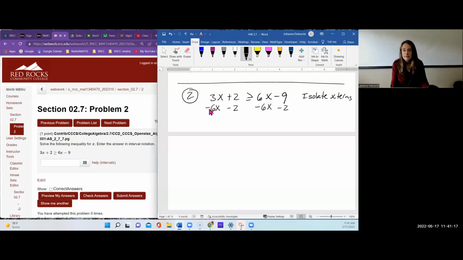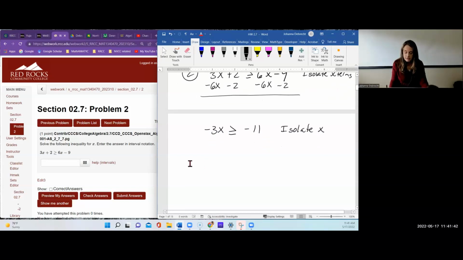Again, I'm trying to isolate the x terms. This is much like solving a linear equation, basically the same steps. Start by isolating the x terms and then isolate the x variable. This gives me negative 3x greater than or equal to negative 11. The next thing I need to do is isolate x. To isolate x, I need to divide by negative 3.